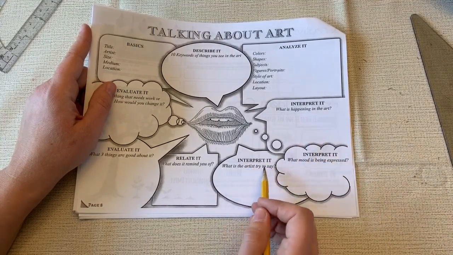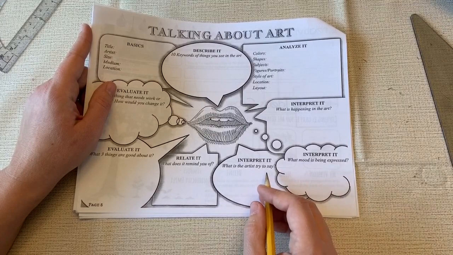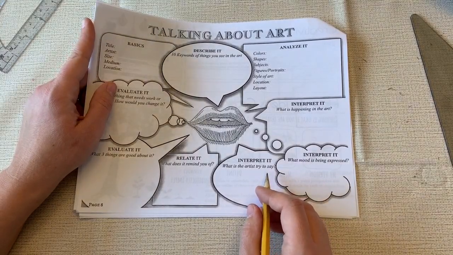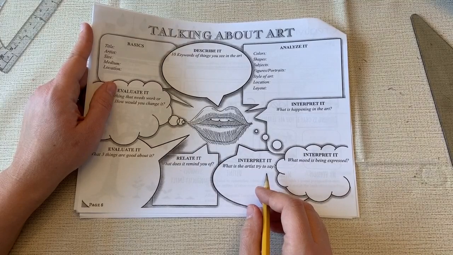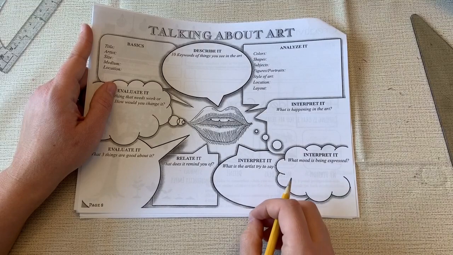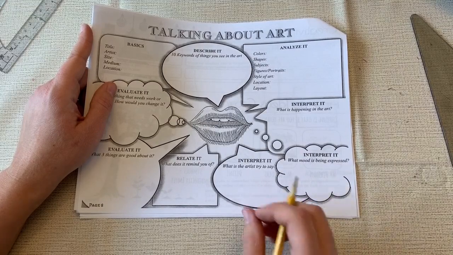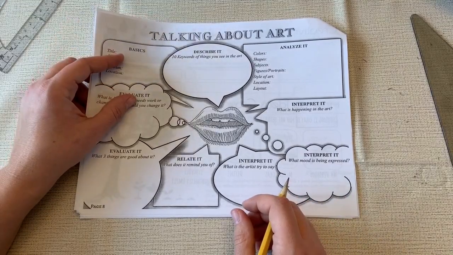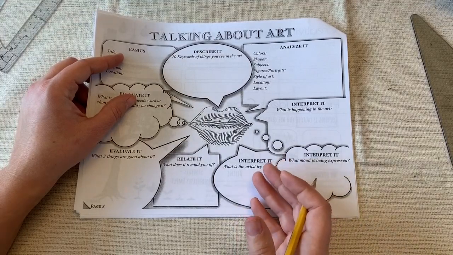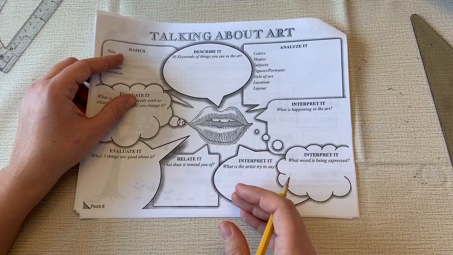It's another interpret it. What is the artist trying to say? This one can be a little bit hard, but you want to see it as a story. Look at all the different things that are happening. Check out every little detail. If you had to express something and couldn't use words, you'd create a picture. Look at everything. Think, what are they trying to tell me?